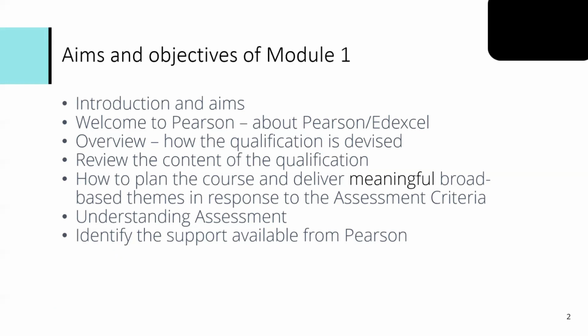Aims and objectives of Module 1. Module 1 is designed to help you gain an understanding of how the qualification is devised and how to understand the content of the qualification. We hope that you will appreciate the significance of planning courses across all titles offered in this qualification, and that an understanding of the marking criteria will give you confidence in identifying the characteristics of each mark band.